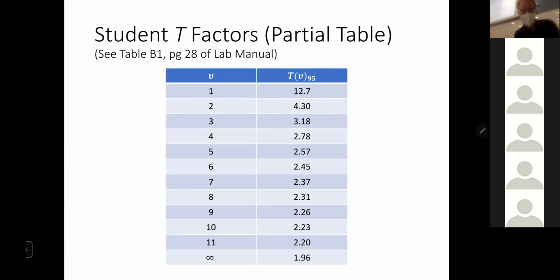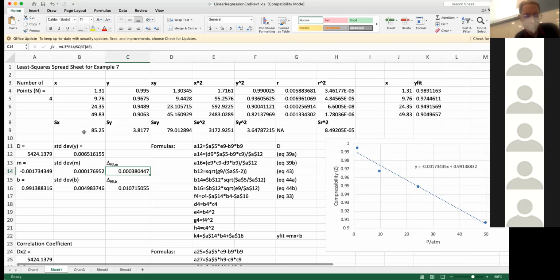Okay. So if I go back to my spreadsheet, I use 4.3. This is the student T factor times B14. That's the standard deviation in n divided by the square root of the number of measurements. Okay, so the 95% confidence interval in the slope is going to be 0.0038, and in the intercept is 0.01.